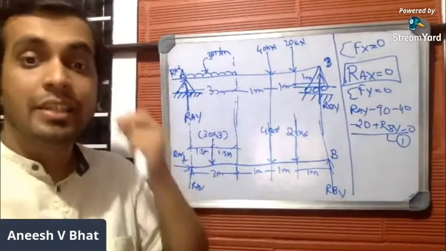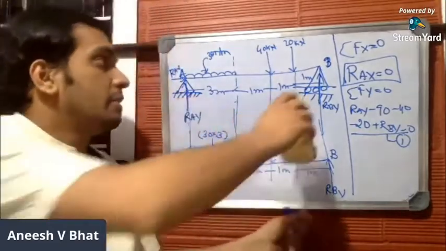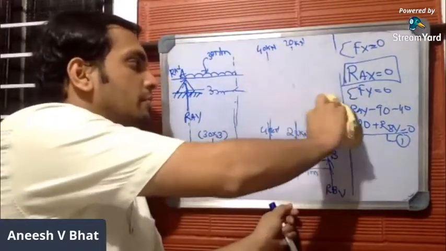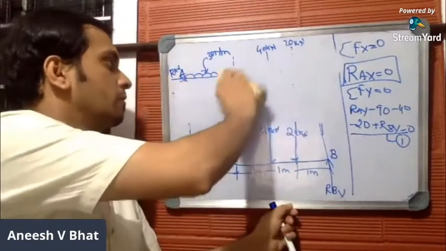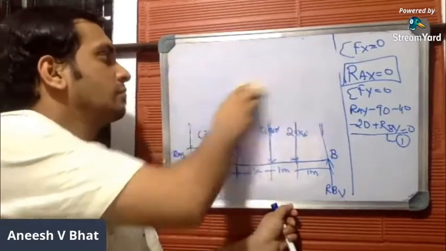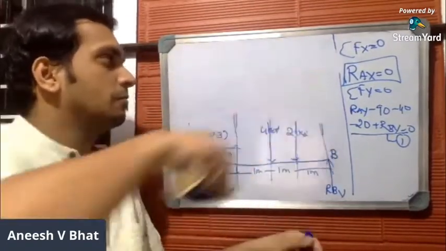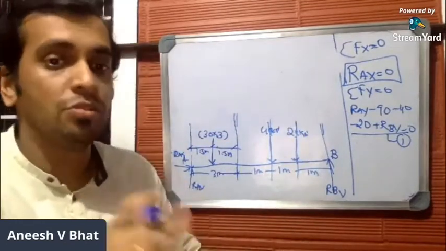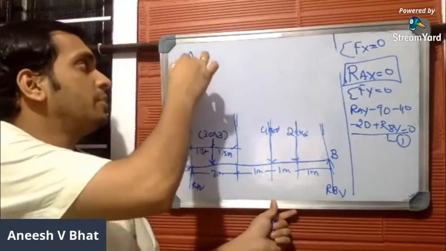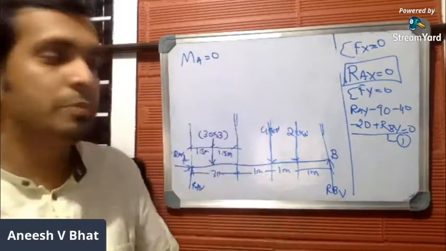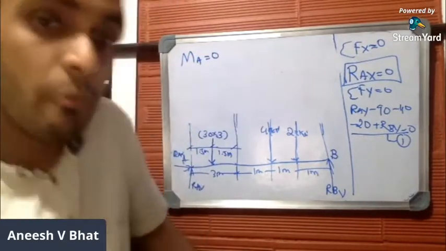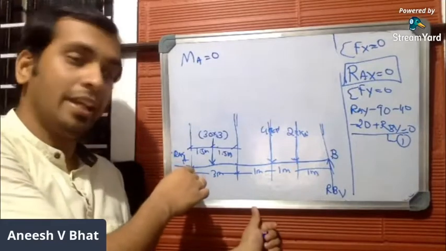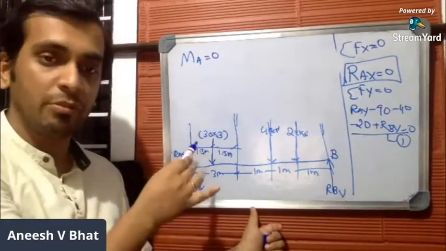Let us apply the third condition of equilibrium, which is moment either about A or B should be equal to 0. Let me consider A here. Moment about A should be equal to 0. Moment about A: Ray and Rax act exactly at A, so these two forces will not produce any moment about A.